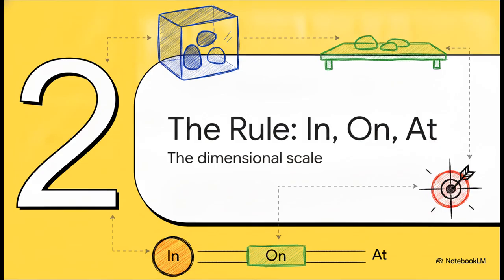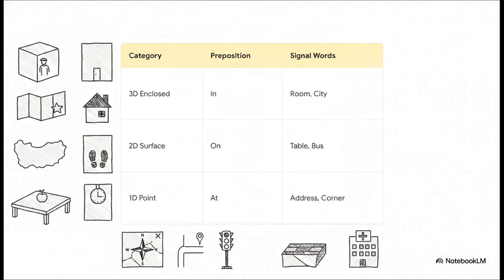Moving on to section 2, the rule of in, on, and at, the dimensional scale. The ultimate secret to English prepositions is treating them as a scale of dimension. We use in for a 3D enclosed space. Imagine a box, a room, or even a whole city or country with borders. Essentially, you are surrounded by it.